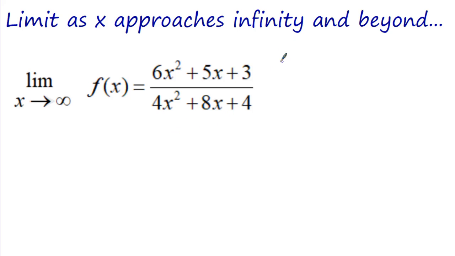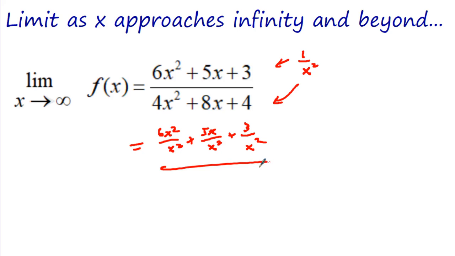So what we're going to do is divide every single thing by x squared. Every single part of this equation is going to be divided by x squared. Why? Because that was the largest exponent we could see. So what's 6x squared divided by x squared? I'm actually going to write that. 6x squared divided by x squared plus 5x divided by x squared plus 3 divided by x squared. That was my numerator. My denominator, we had 4x squared divided by x squared plus 8x divided by x squared plus 4 divided by x squared.